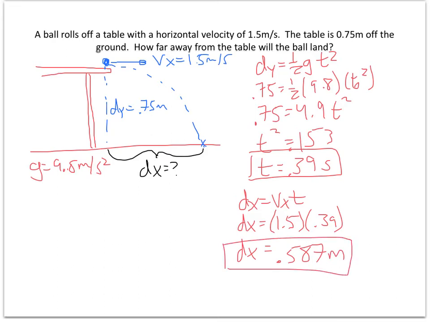Remember that x displacement is measured from directly below where the ball left the table. While it's on the table, it's not in projectile motion, but as soon as it leaves the table, it's in projectile motion, and that's where your dy is. That's where your dx is measured from. So make sure you're familiar with that.